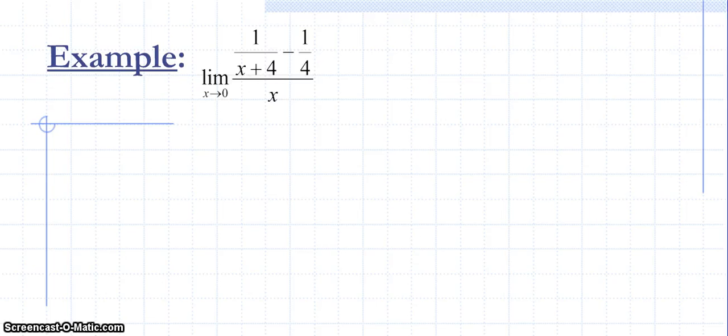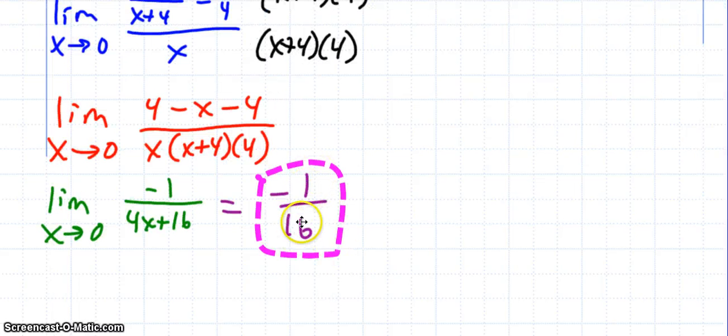Next one. Also the last one. Nice. Alright, I want you to try this on your own. Pause the video. Unpause the video, check your work. Alright, so here we get negative 1 over 16.